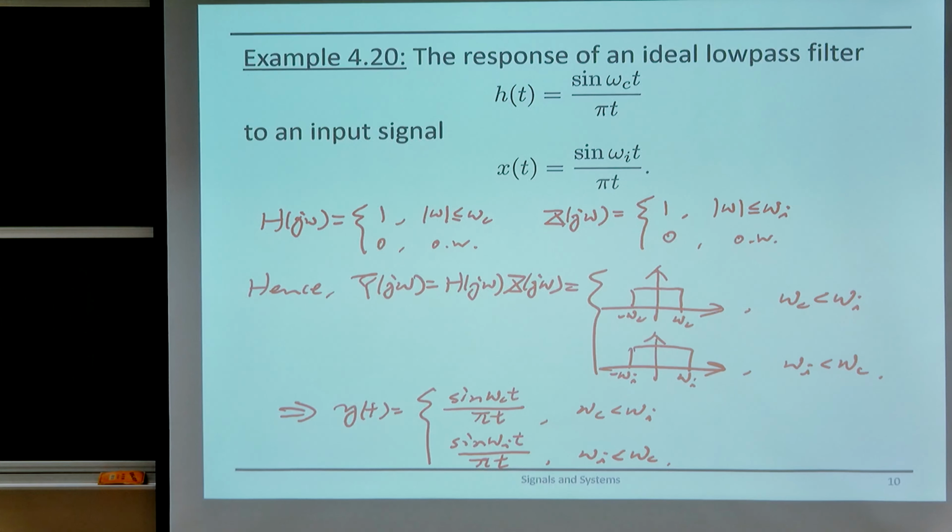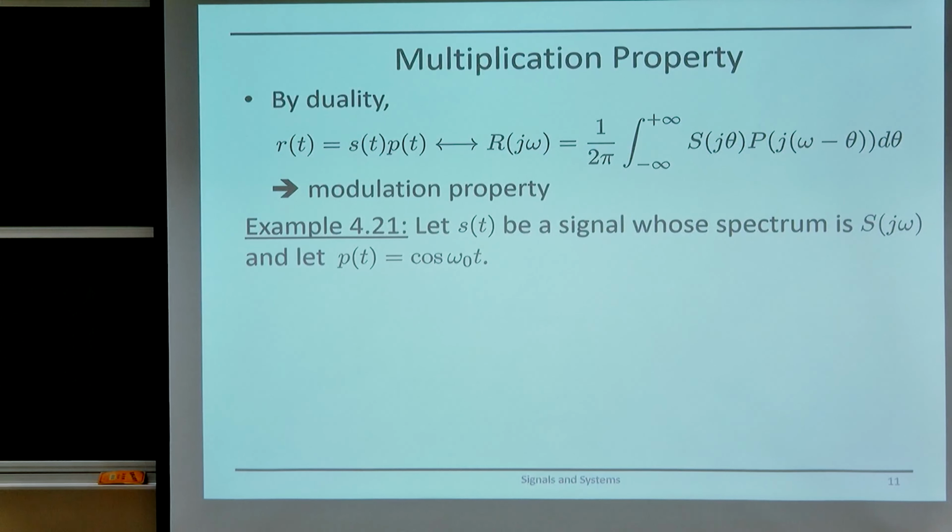By duality, you can also flip this around to get what we call the multiplication property. A multiplication property says that if you instead have the multiplication of two signals in the time domain, then this will correspond to convolution in the frequency domain, scaled by this 1/2 pi.